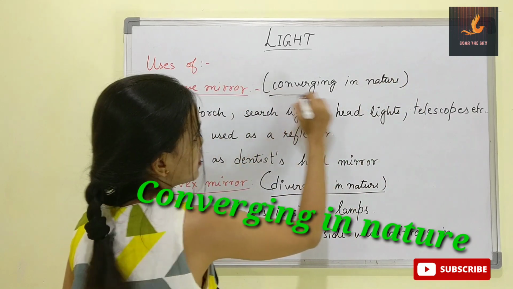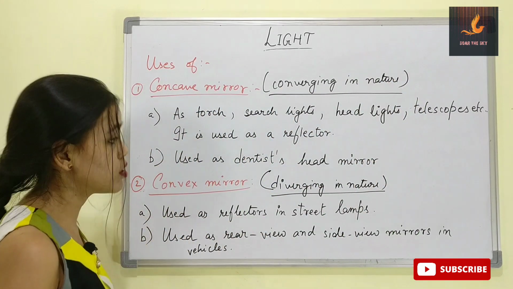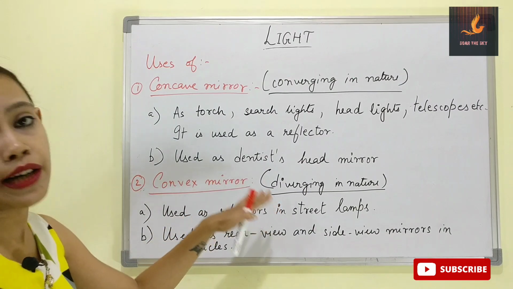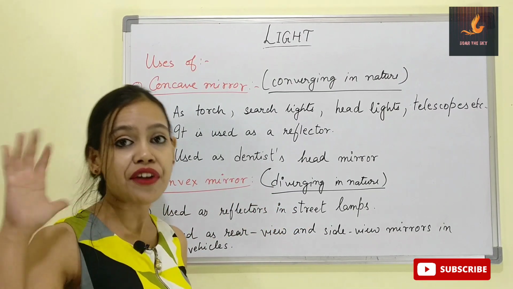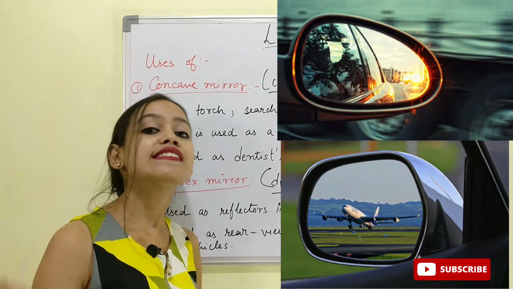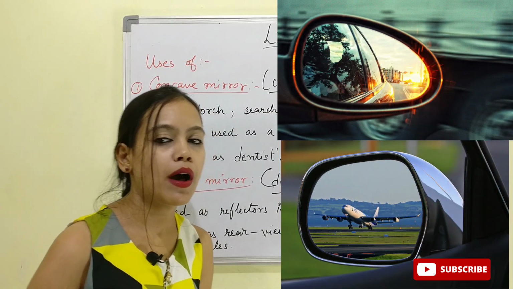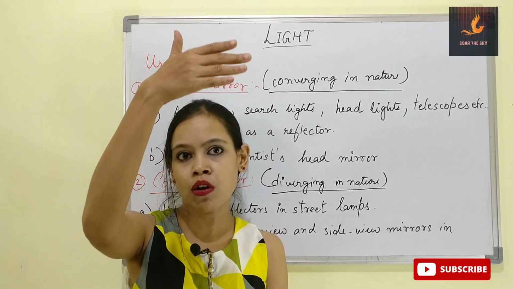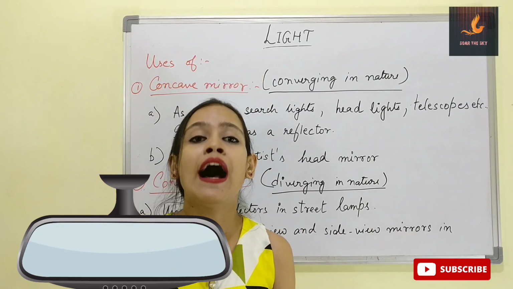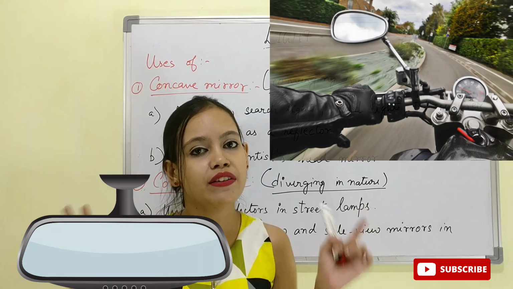So concave mirrors are converging in nature and convex mirrors are diverging in nature. The second point is they are used as rear view mirrors and side view mirrors. In cars we have the rear view mirrors, which are located at the center of the front part of the car, and in two-wheelers we have the side view mirrors.